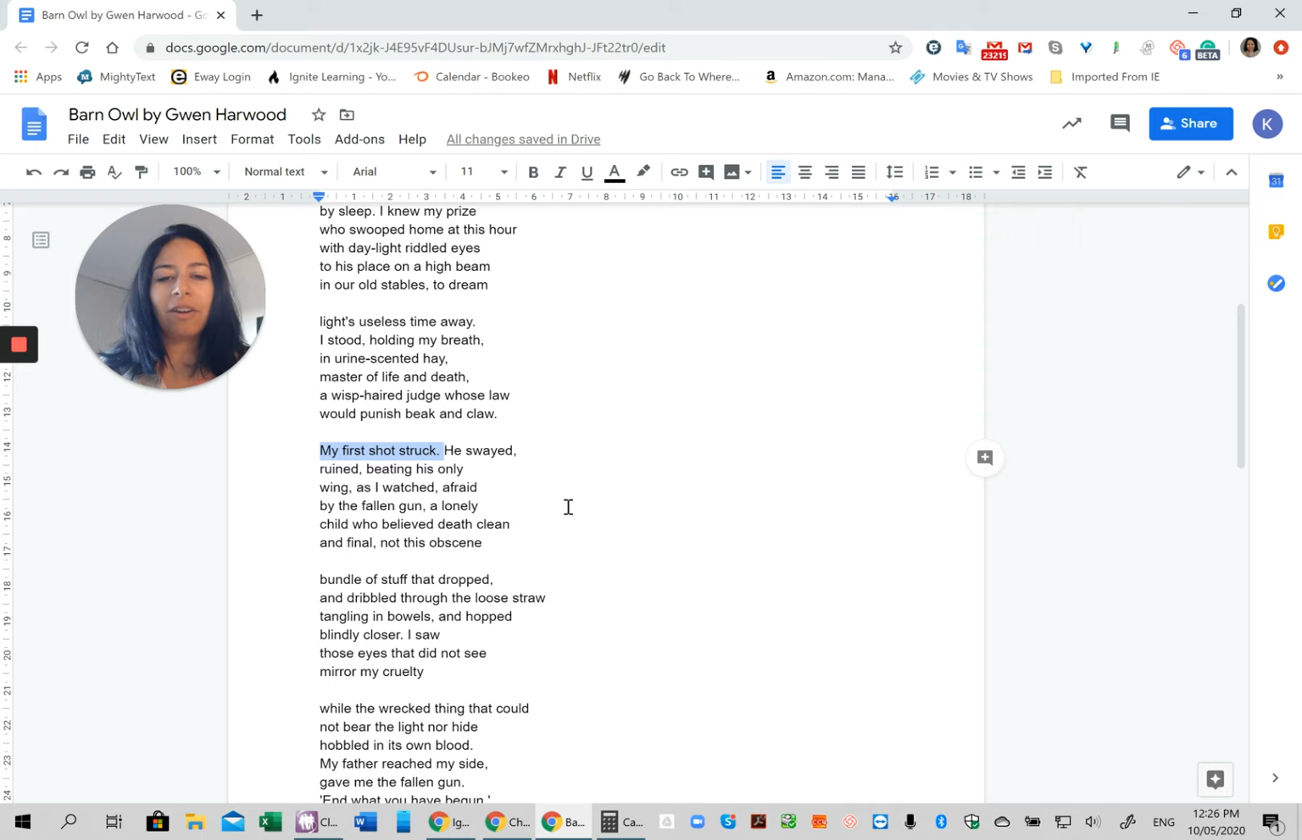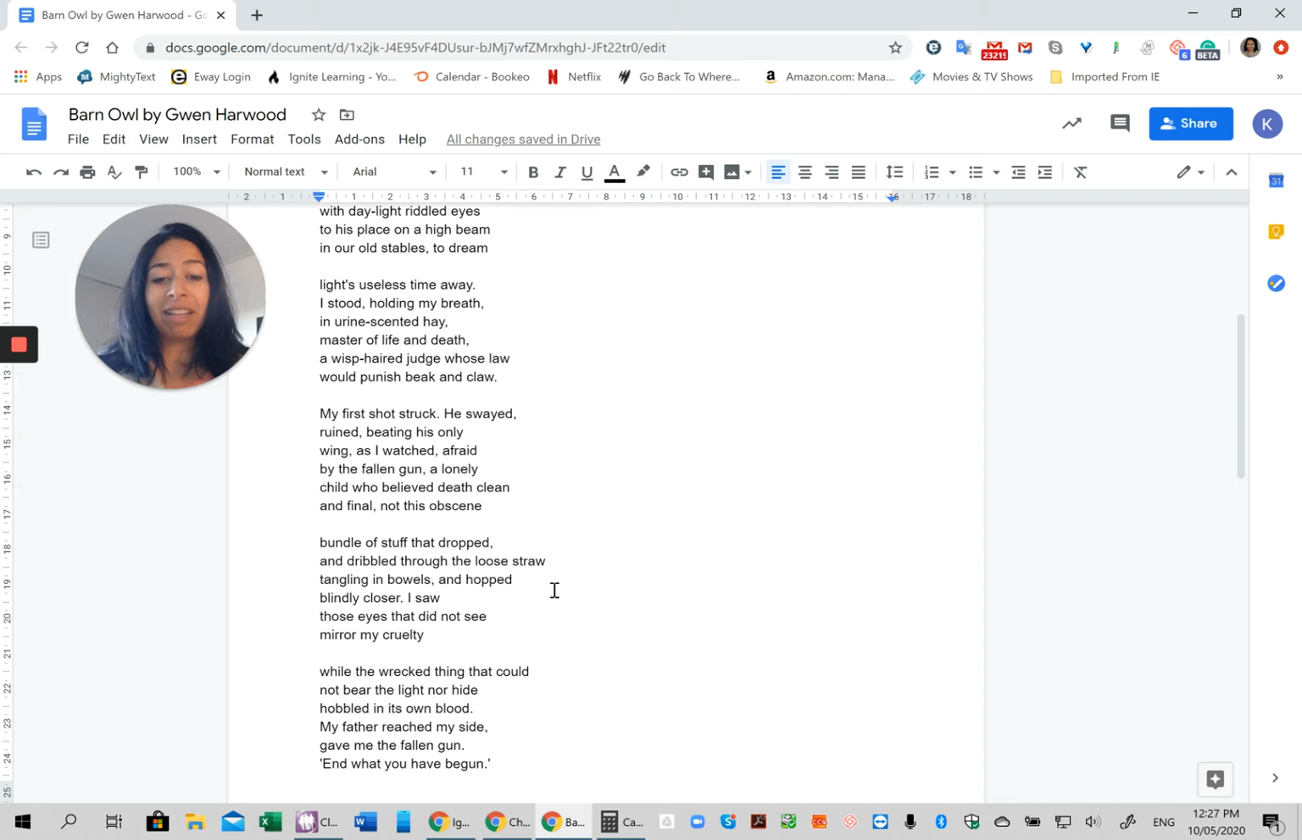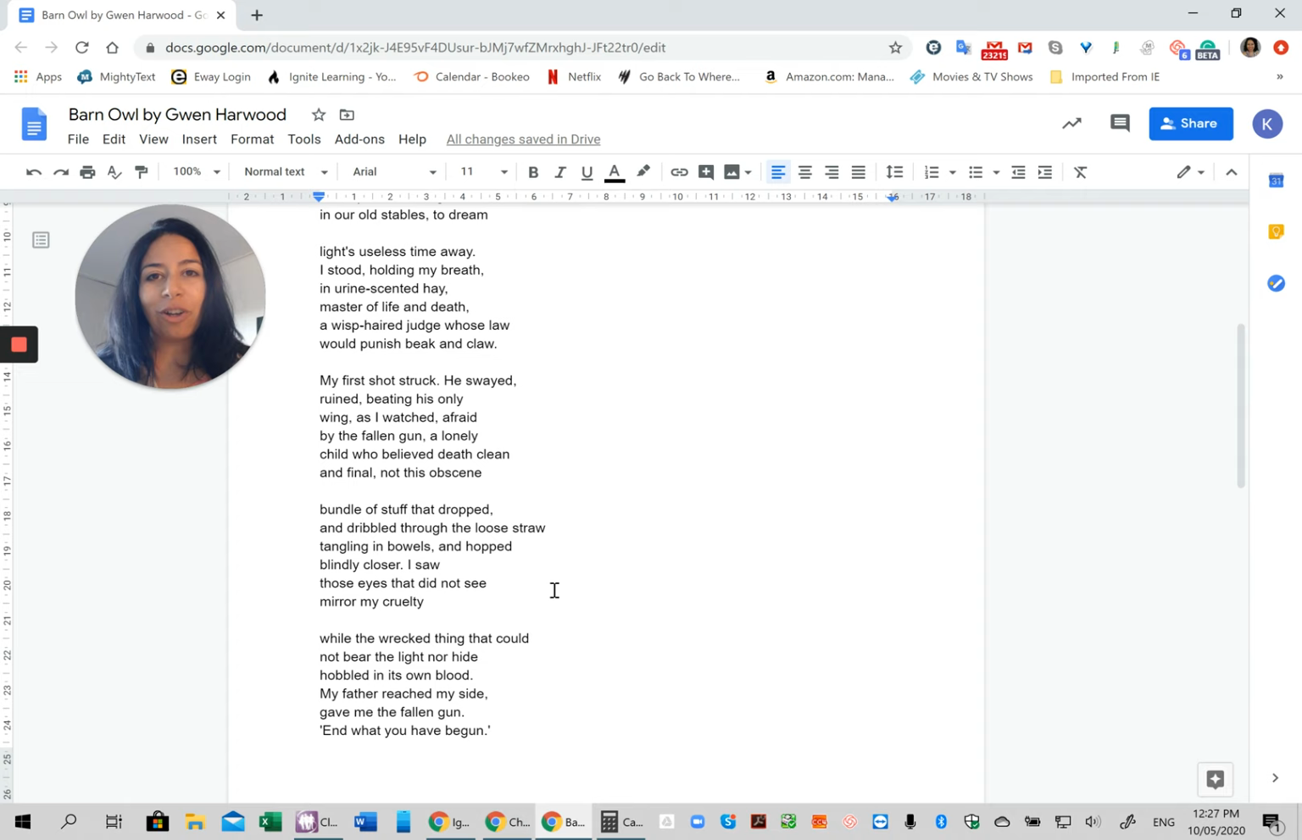So now she's gone, oh my God, this was not what I was expecting. "A lonely child who believed death clean and final, not this obscene bundle of stuff that dropped and dribbled through the loose straw, tangling in boughs, and hopped blindly closer." So pretty gruesome imagery there about the dribbled and the loose straw tangling in boughs.